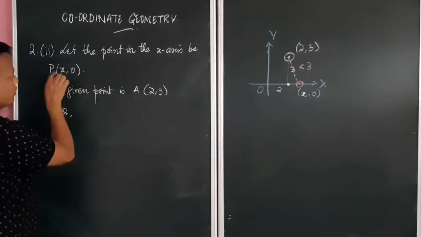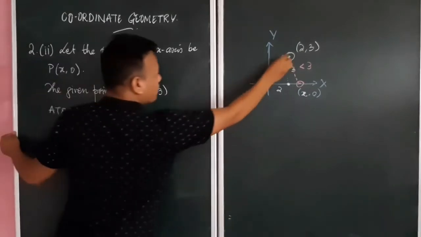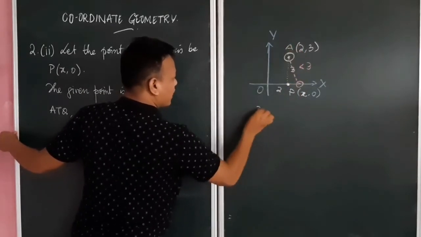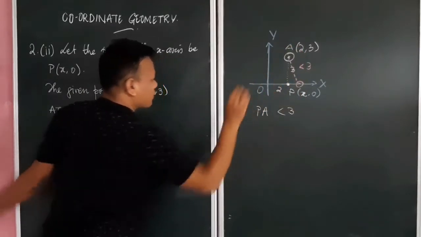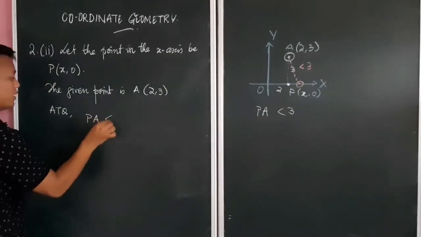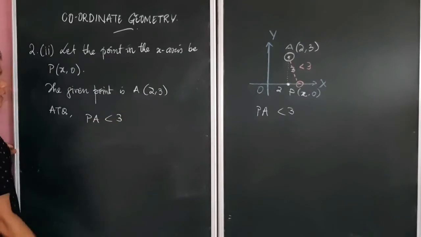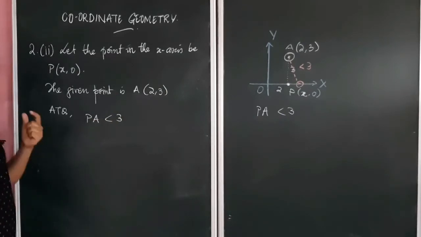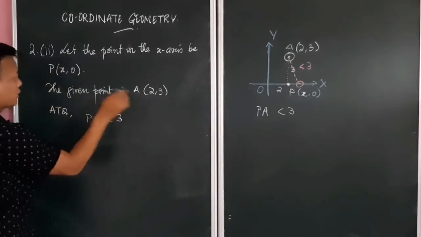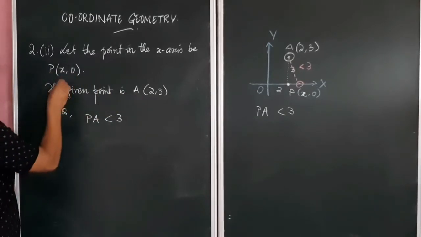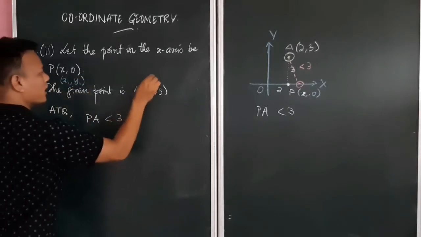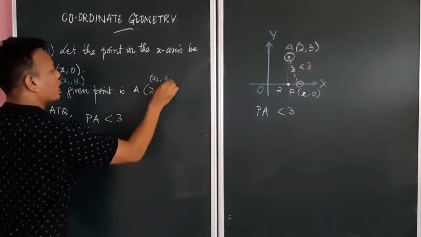Now according to the question, the distance between P and A, so this is my P and this is my A. In other words, the distance between P and A is PA, so PA must be less than 3 according to the question. So according to the question we must have PA less than 3. Now let us use the distance formula here. We have got P, we have got A, so call this (x1, y1), and let me call this (x2, y2).